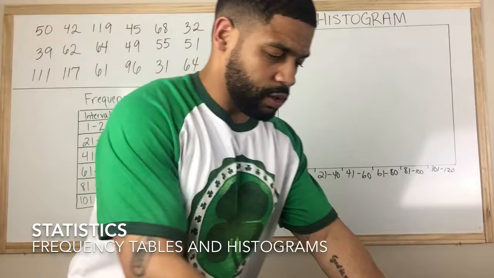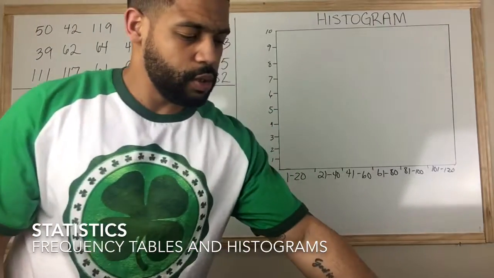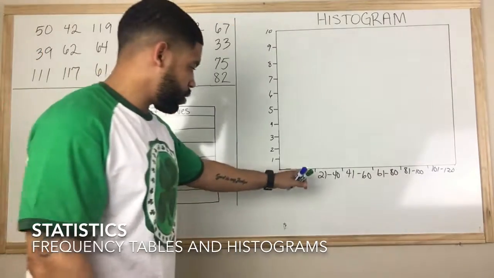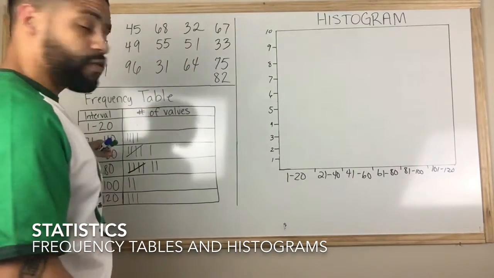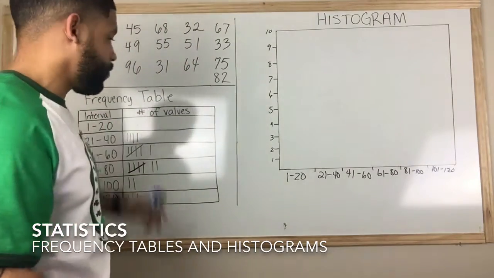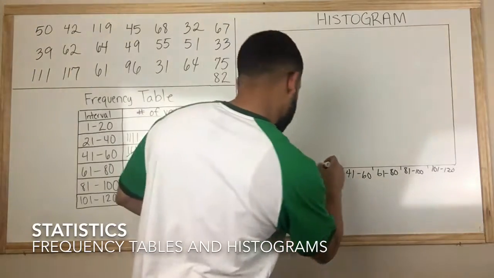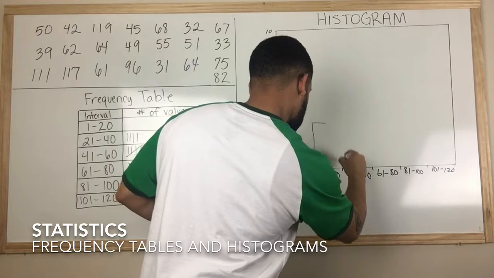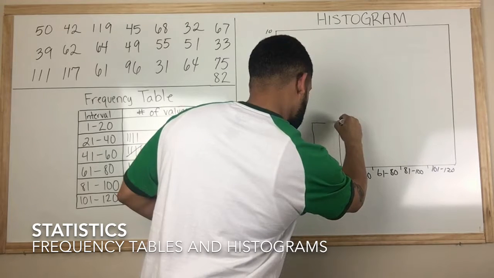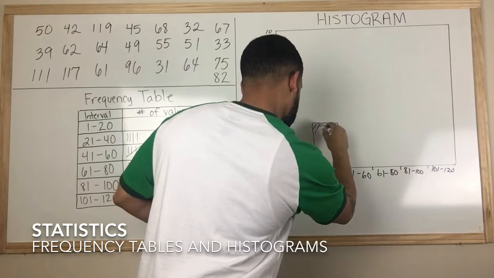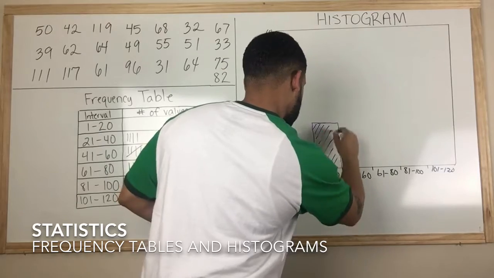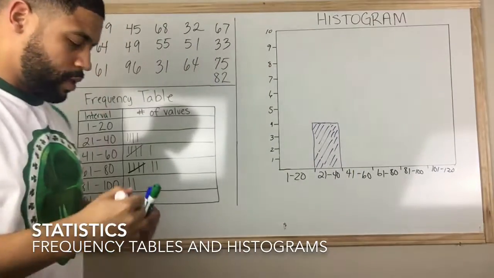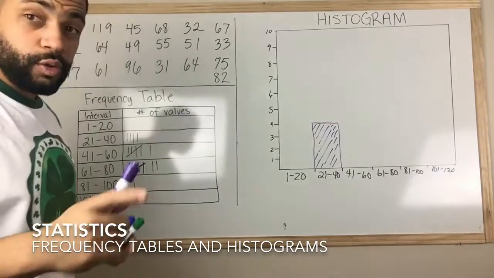And let's get a little color going here. So here we have, for the interval 1 through 20, we have 0. So there's nothing to put here. The interval 21 through 40, I have 4. Okay, so let's try our best to do this. All right, and we can kind of color that in a little bit. All right, so that's our interval 21 through 40.